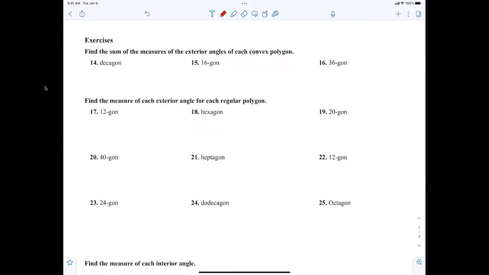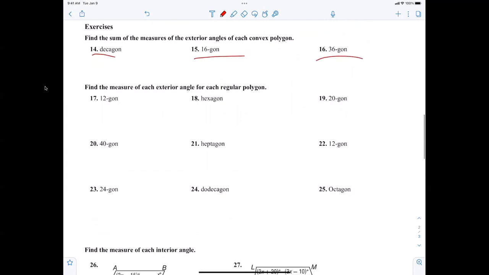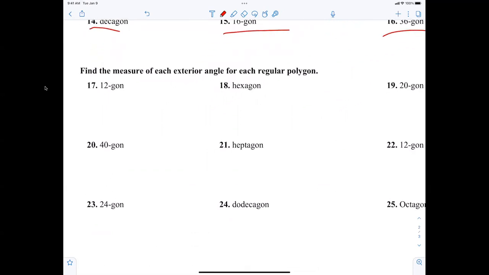Okay, I'm confident with 14, 15, 16. Find the measure of each exterior angle. If there's 12 sides, then what would it be? If you guys are doing 360 divided by 12 on your calculator, that's a shame. 30 without a calculator. Amazing. 30 degrees. The sum of the exterior angles is always what? 360. So 360 divided by the number of sides is equal to the exterior angle.